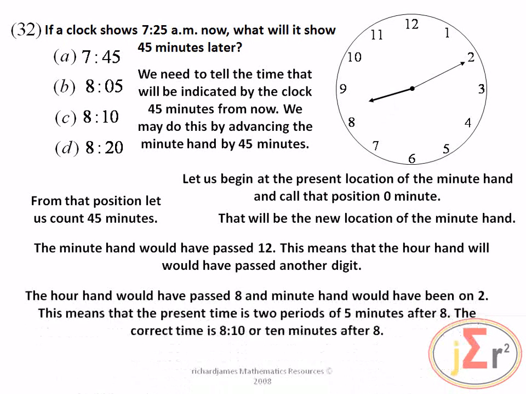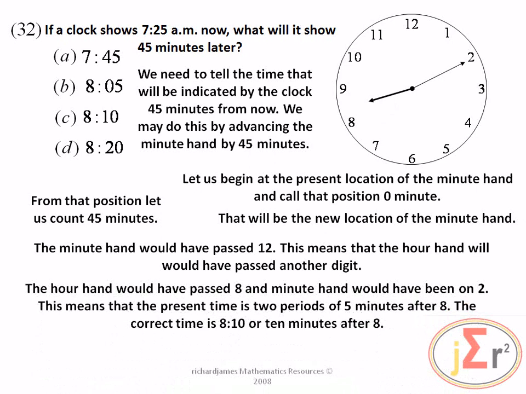The hour hand would have passed 8 and the minute hand would have been on 2. This means that the present time is 2 periods of 5 minutes after 8. The correct time is 8:10 or 10 minutes after 8. This is where the minute hand is at its 0 position. So it would have been 5 past, then 10 past. The correct answer is option C.